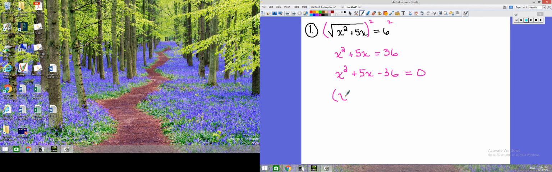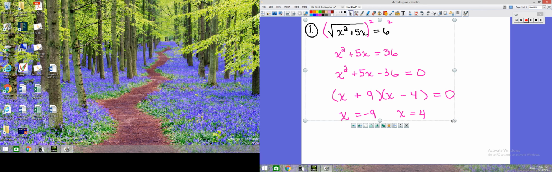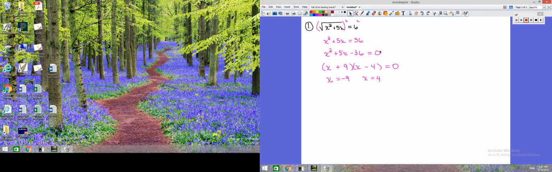So I need two numbers that when multiplied together give me negative 36, but when added together give me positive 5, and I think that positive 9 and negative 4 will do the trick. So I'm not yet ready to say that negative 9 and positive 4 are my solution set. I'm ready to say that they're the only possible solutions that I have. So I need to check each one of these into the original equation.